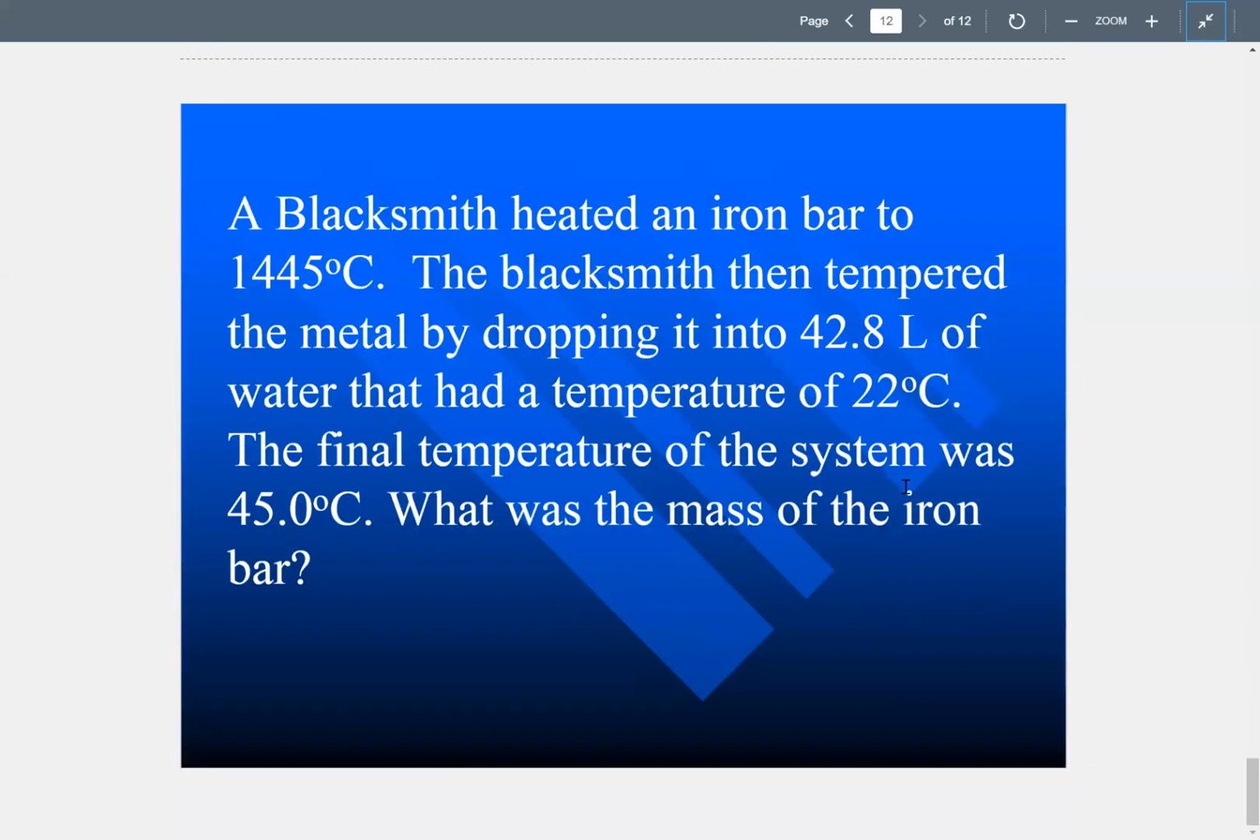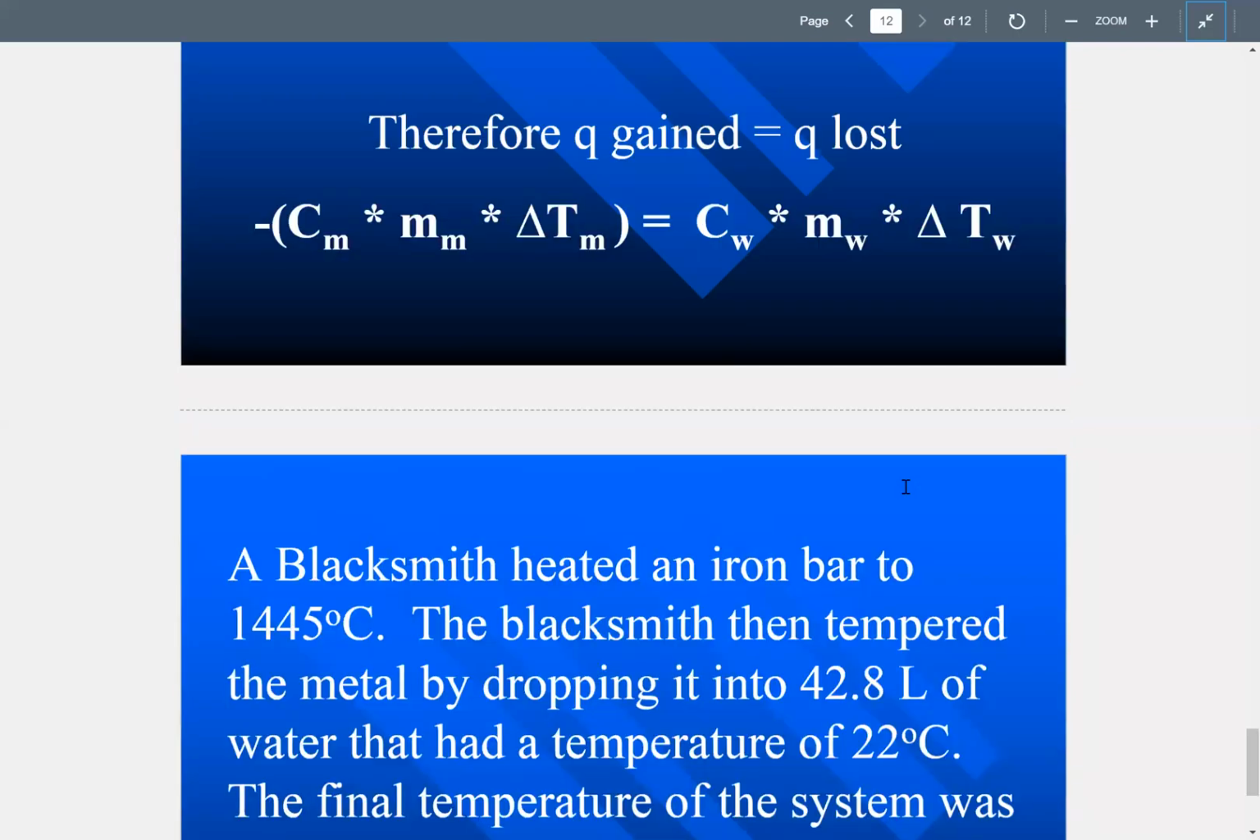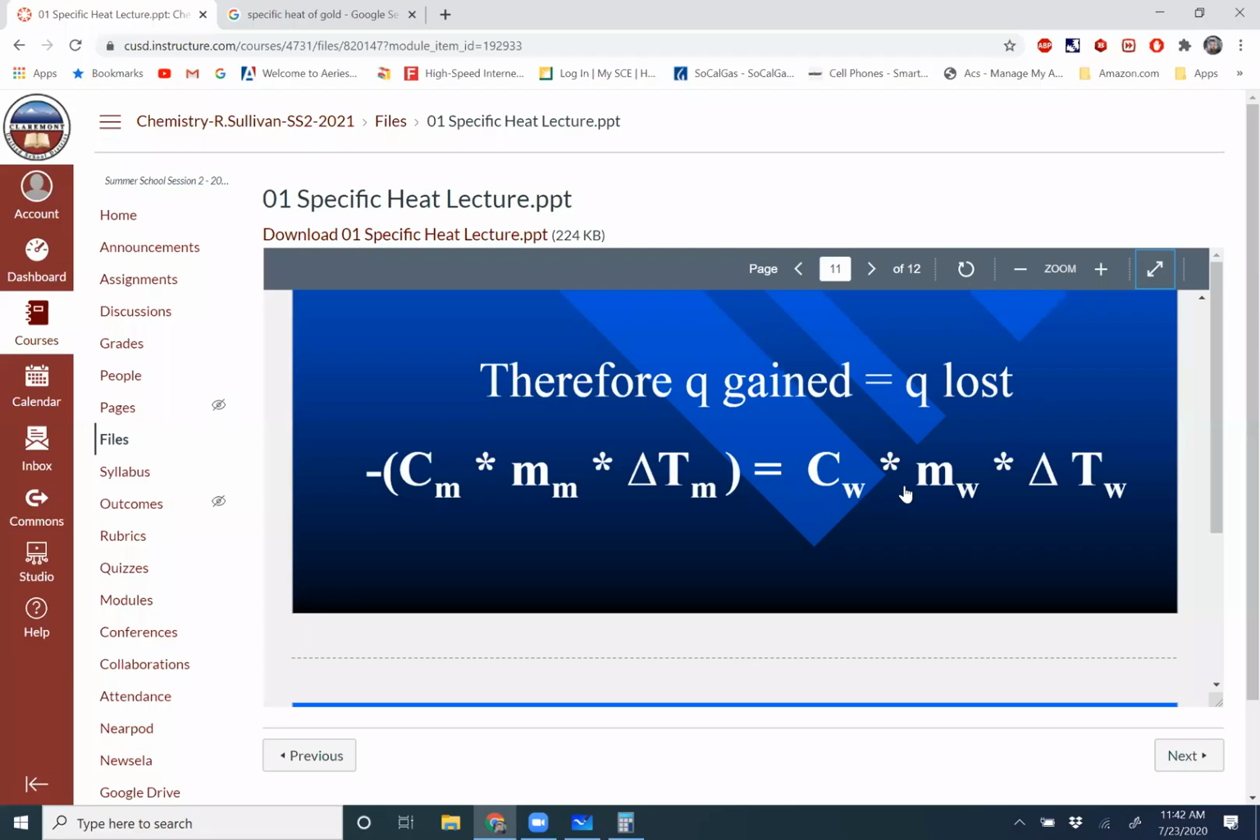So, say for instance, you're interested in looking at how hot is red hot. You could use a bomb calorimeter for that. You could heat something up, drop it in the water, and as long as you know the initial temperature of the water and the final temperature of the water, you could then find the final temperature of the very hot substance. So, pretty cool.